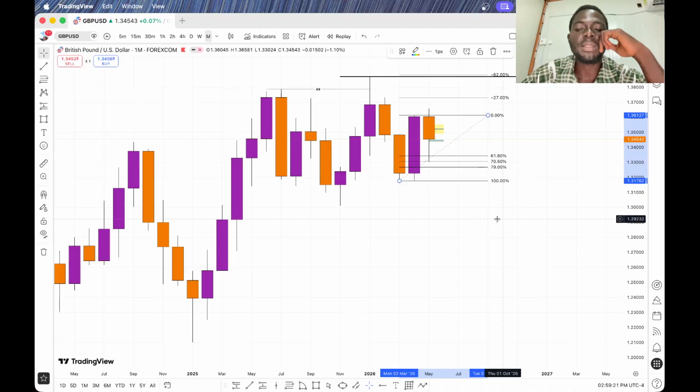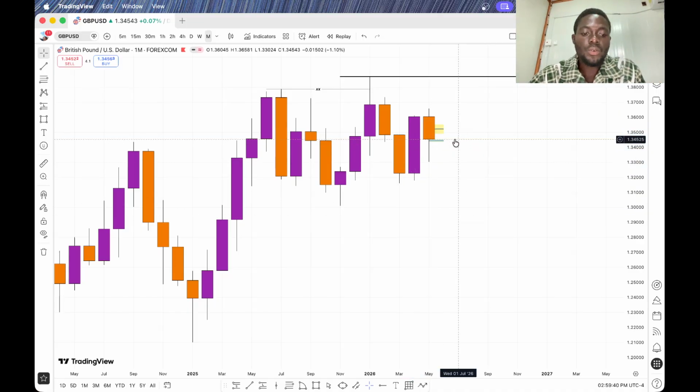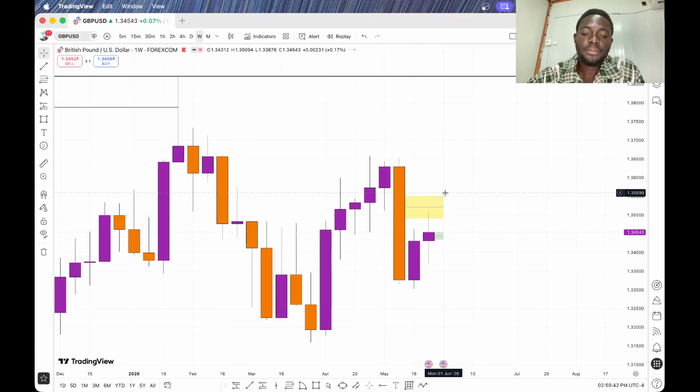Now what this does is that it's giving me an indication that price does not want to go lower, because if price wanted to go lower, it would have just gone low, broke the low of this candle with an engulfing candle, and then set the new trend, which is a bearish trend. So let's go to the weekly time frame.